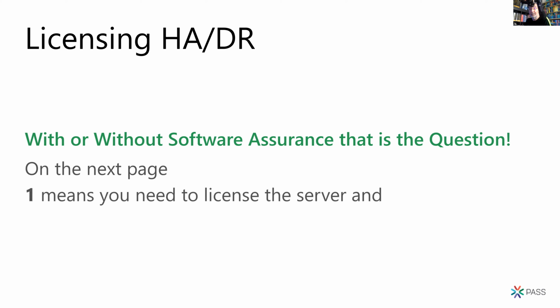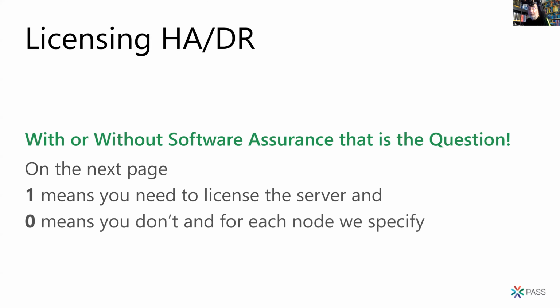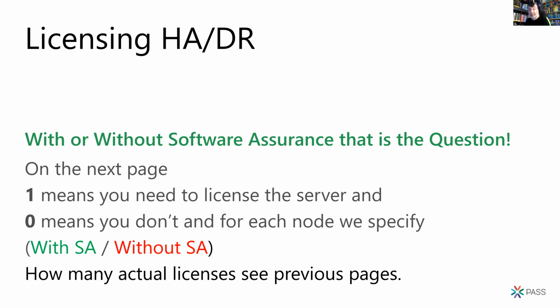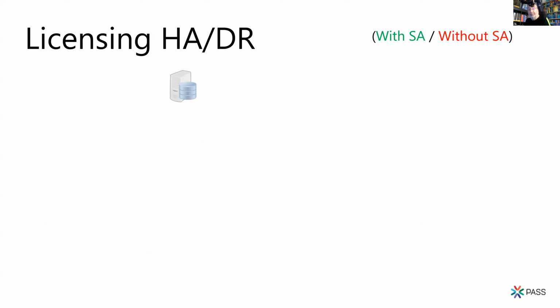1 means you need a license for the server, whichever version you picked from, and 0 means you don't need it because your software assurance or whatever thing you bought doesn't require you to buy the other version. Green is with software assurance, red is without. So let's get started. How many actual licenses? That is the previous pages. It just tells you, do you need to license that instance or don't?